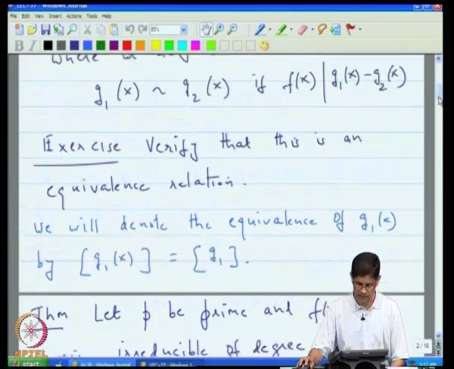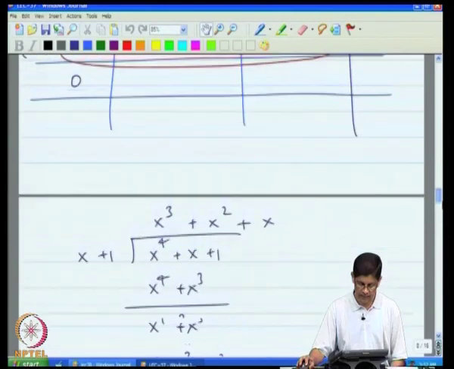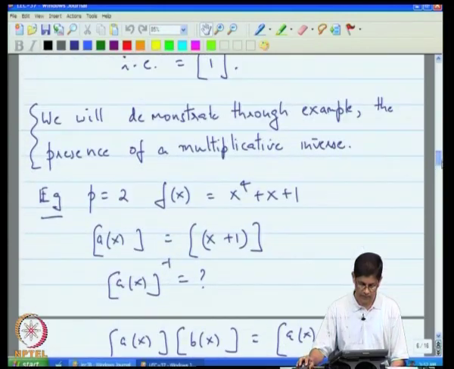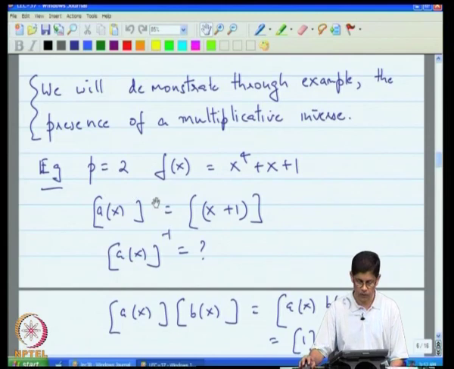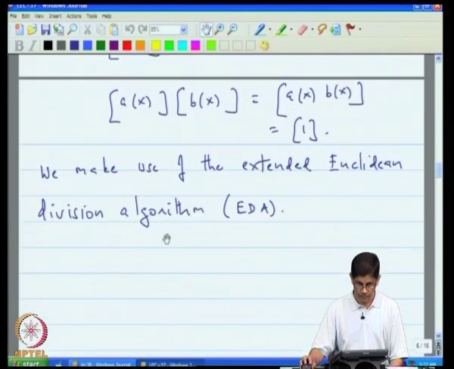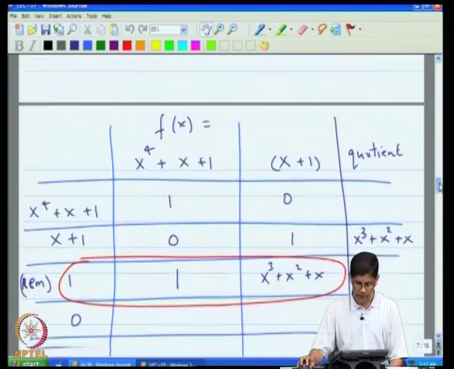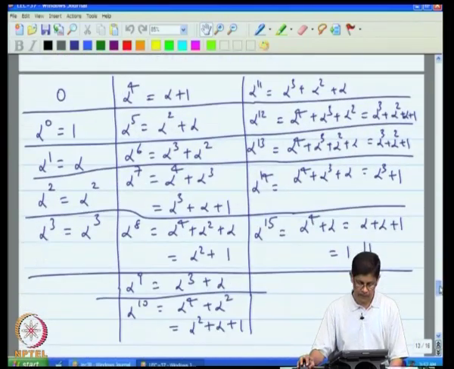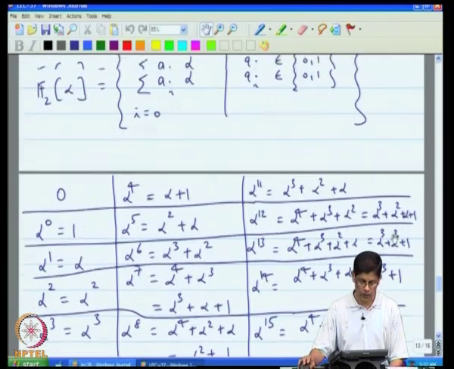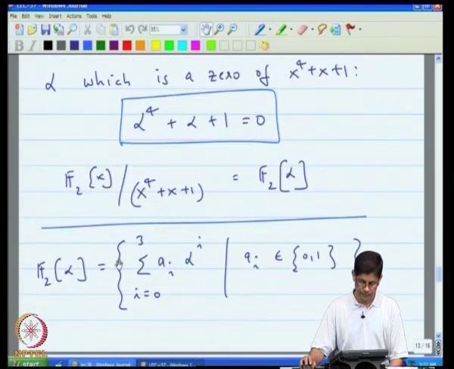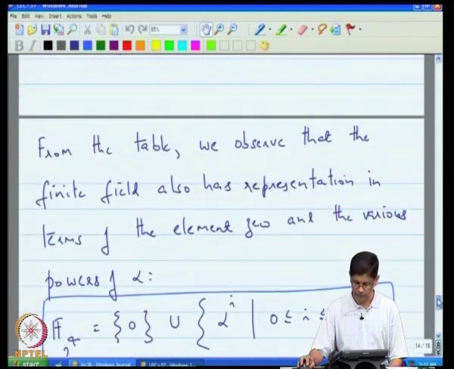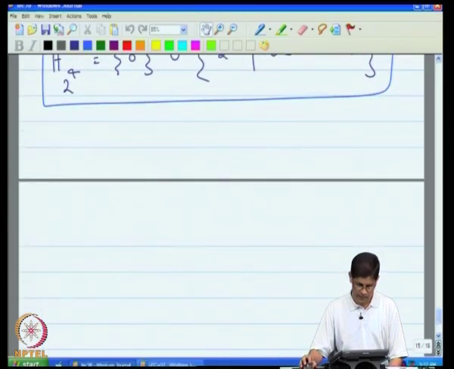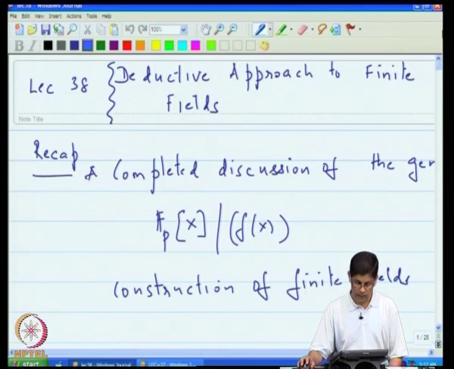We found that this yields a field, and towards the end of the last lecture we took an example, and in the example the characteristic was 2, the irreducible polynomial was x^4 plus x plus 1, and then we carried it out, and I showed you explicitly the finite field in this form, where I showed you what the elements of a finite field look like. Okay. So, today we will actually go towards a deductive approach. I have just written out what I just told you here.